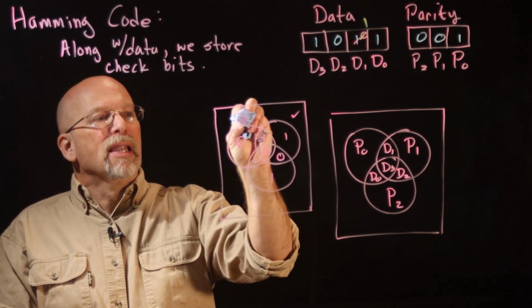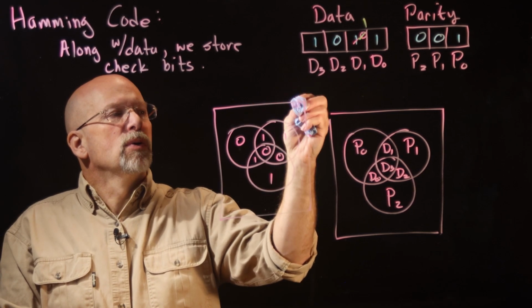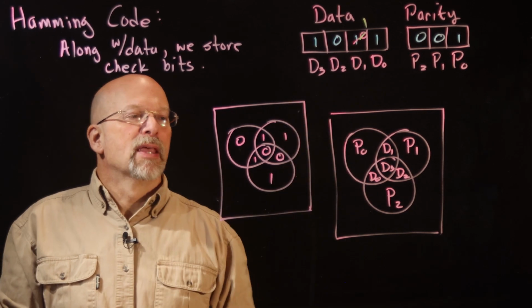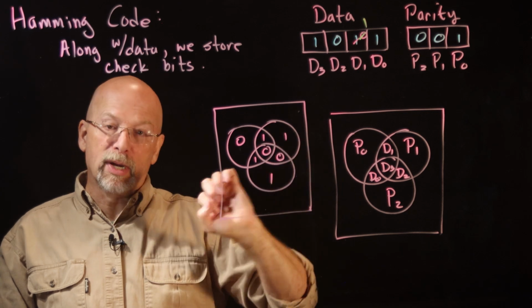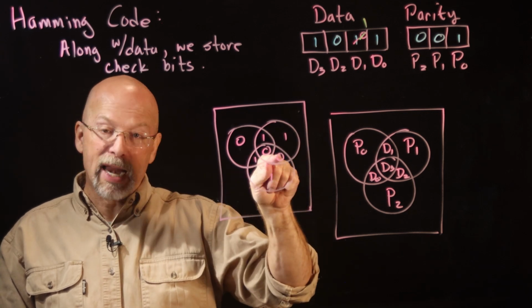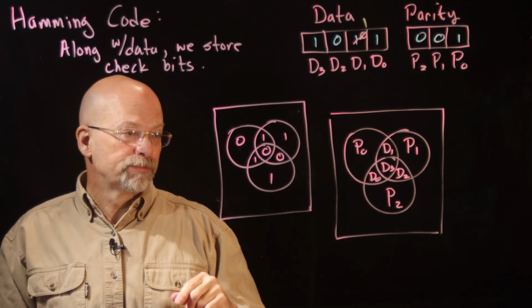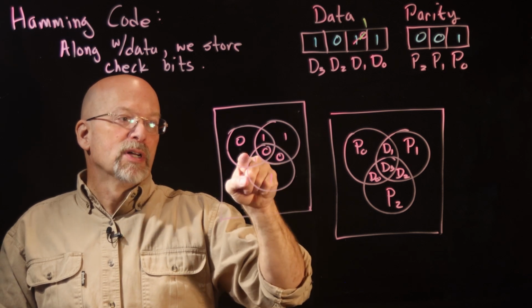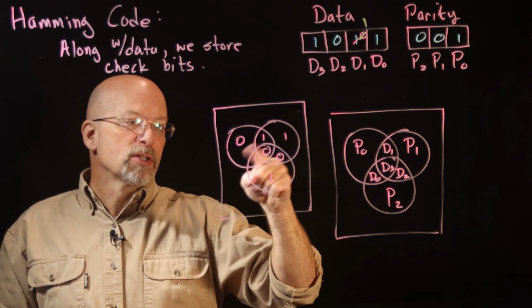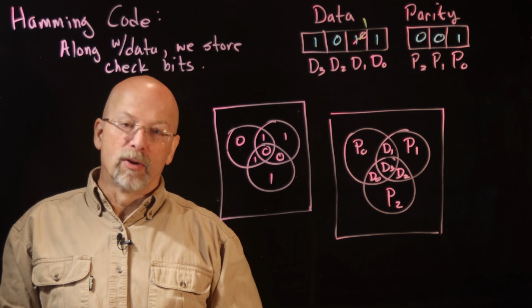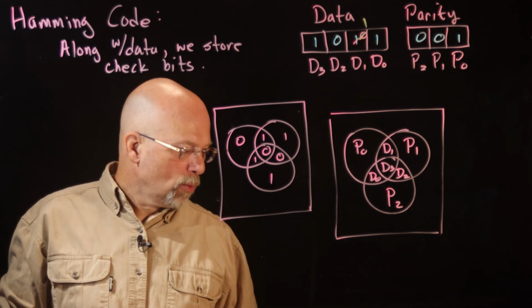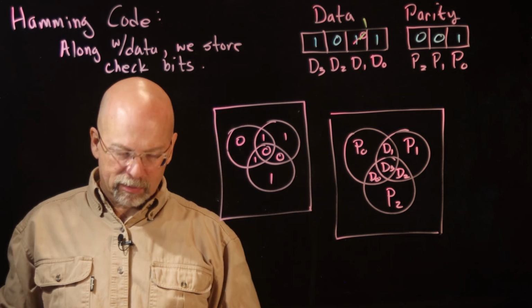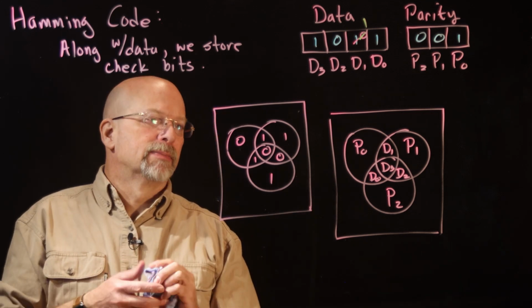Now, let me do another example here. There's my valid groups. Okay, so I have 1, 2, 3 groups for storing 4 data bits with 3 parity bits. I have an even number of 1s in this circle. I have an even number of 1s in this circle. I have an even number of 1s in this circle. What happens if 2 bits flip? Let's go ahead and flip 2 bits to see what the change is.